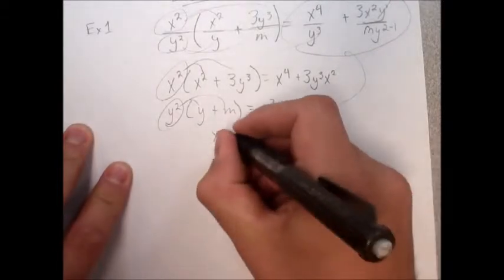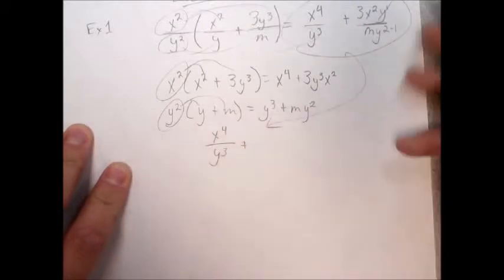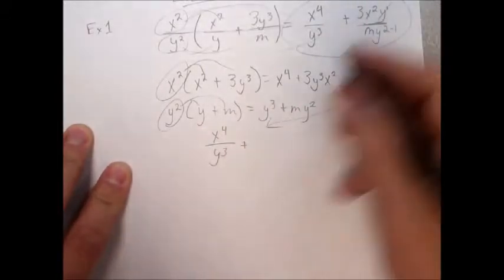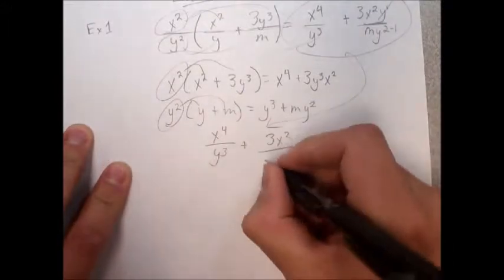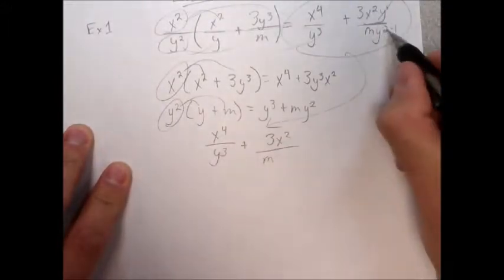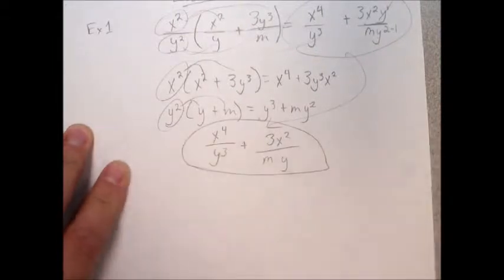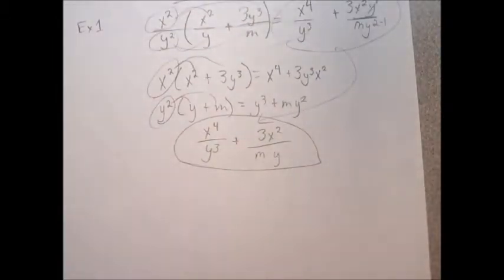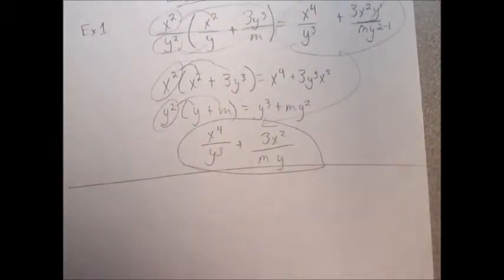I didn't do anything with my x to the fourth, y to the third. I couldn't. But I could do something with this. So I moved my y down, but I couldn't move my x down. So I'm going to leave that up top. I didn't do anything with m. And then 2 minus 1 just leaves me y. So this is my final answer right there. So all you're really doing is distributive property and then simplifying after. So distribute, simplify, distribute, simplify. That's basically what we're doing today.